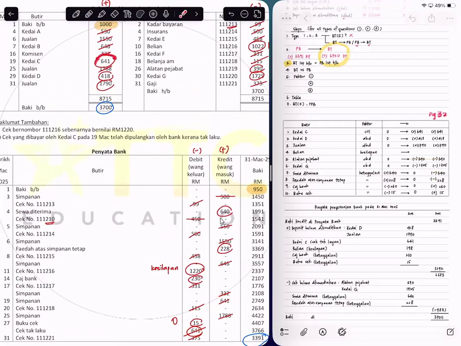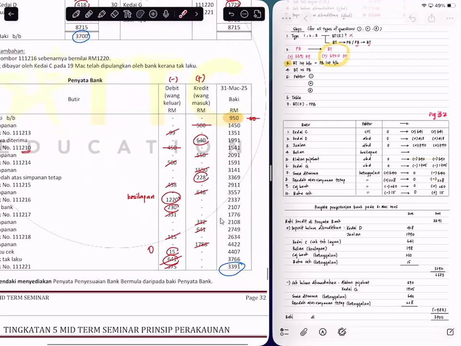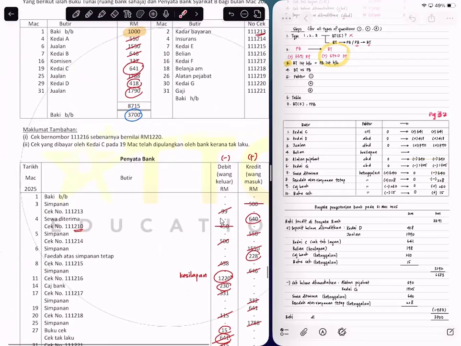But buku tunai already written 641 there. And ended up Penyata Bank jadi kosong already. So we still need to do the correction lah. Okay? So we still got one more check tak layan lah. Okay, so make a remark. This 641 is check tak layan first.